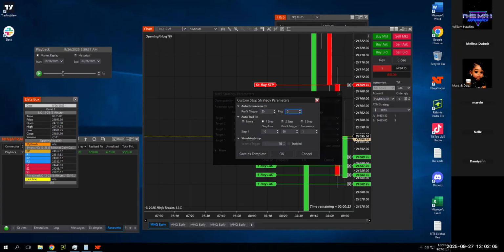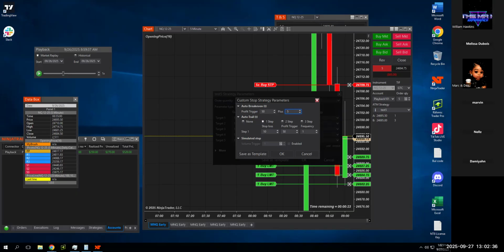You know what I'm saying? That way it'll pay for whatever commission for that trade. Because remember, you still got to pay commission. Commission is like 80 cents or something like that. So if it goes 50 ticks in profit, I want to move to break even plus 5 more ticks, because that gives me at least $1.25. Yeah, it covers the commission.